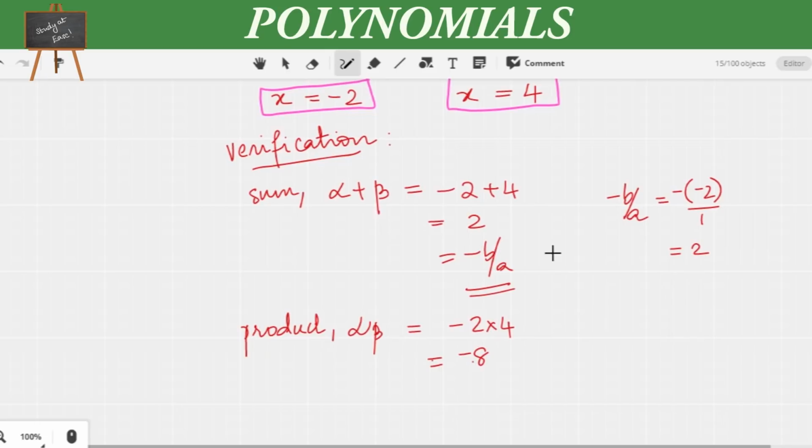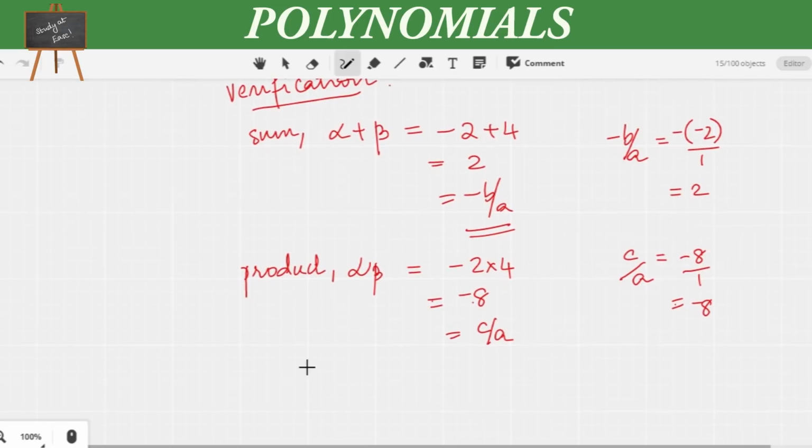Now let us see what is c over a. Now c over a is equal to minus 8 divided by 1, which is equal to minus 8. So we have verified that the product alpha beta is also equal to c over a. So hence we have verified that the answer is correct.